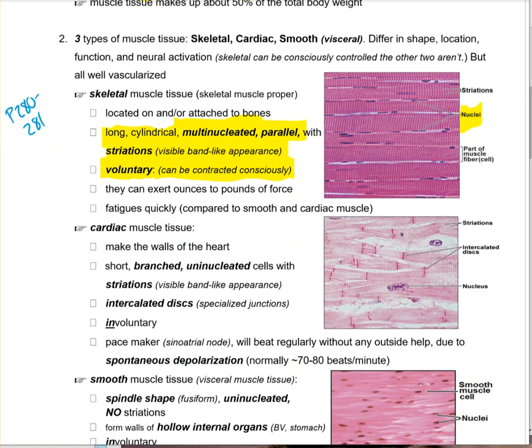We can contract them so only some of the fibers contract and exert ounces of force, or we can contract all the fibers at one time and get pounds of force. They do fatigue quickly, relatively speaking, as compared to smooth and cardiac muscle. What that means is that they will use up ATP very fast, and if we don't keep supplying them with ATP and oxygen, they will fatigue.